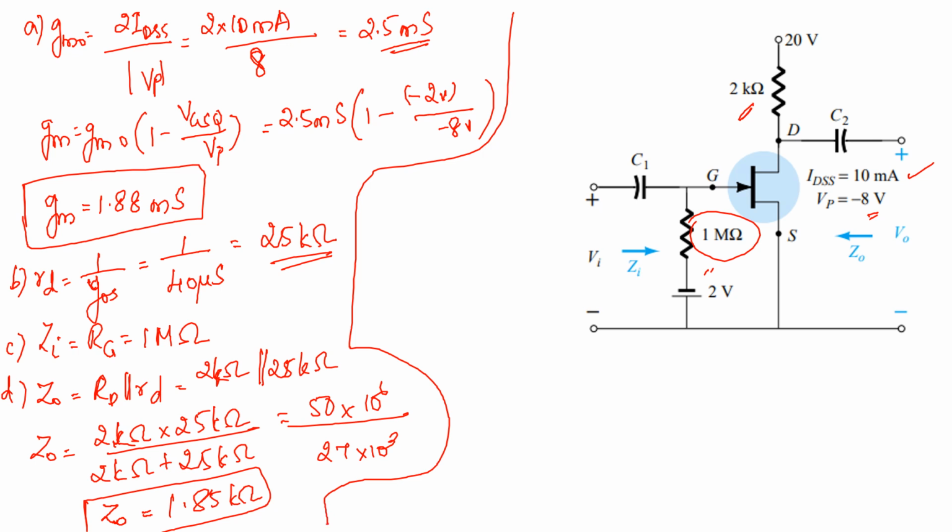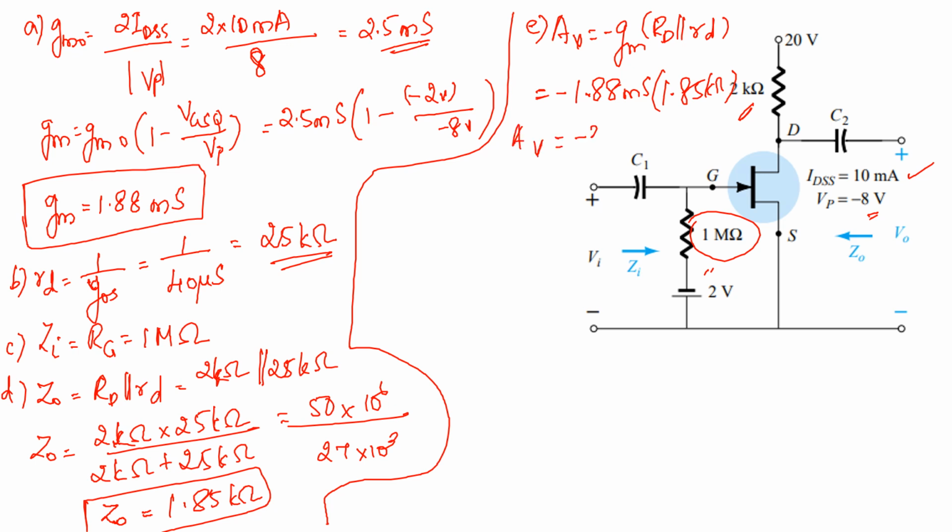So you have got the value for Z0 also, that is D part. Now E part, you have to calculate what is your gain. Gain is given by minus gm into capital RD parallel to small rd. So what is your gm? You have calculated 1.88 millisiemens, right? Already you have calculated the value for capital RD parallel to small rd, which is equal to 1.85 kilo ohm, right? So you will be getting Av equal to minus 3.48. Okay, this is with the inclusion of your small rd.